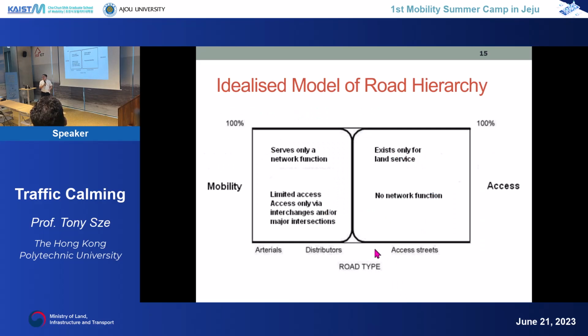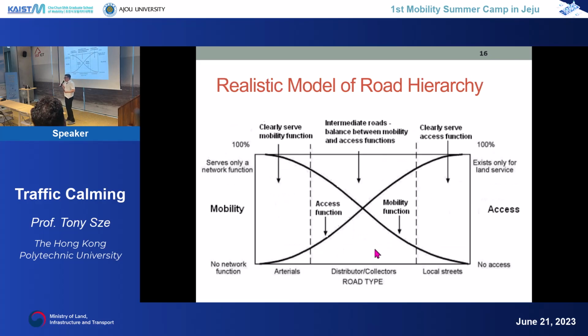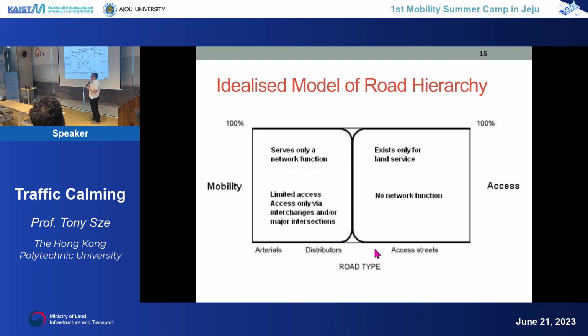As I mentioned, two purposes: mobility and accessibility. The most ideal scenario would be that the motorway only serves 100% mobility. Local street serves 100% accessibility. Of course, this is the perfect, ideal scenario. But quite often we see that roads are something in between. Quite often, the situation would be like this. This is the perfect, ideal situation.